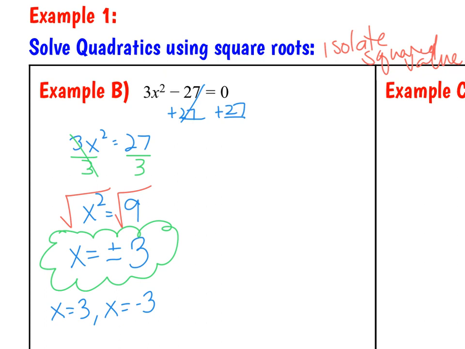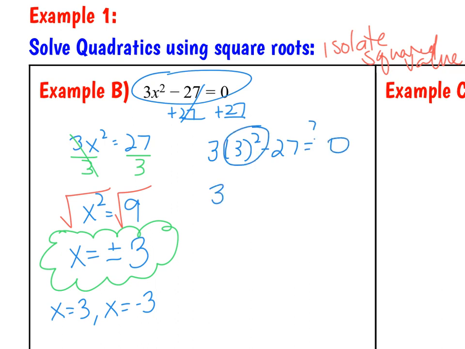So let me go ahead and plug in 3 and negative 3. We'll plug it into the original just to check our answers. So 3 times 3 squared minus 27, does that equal 0? Remember, we have to do the exponent first. So 3 times 9 minus 27, does that equal 0? 9 times 3 is 27 minus 27, and that definitely equals 0. 0 equals 0, so that is true.